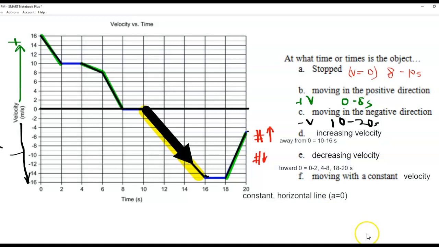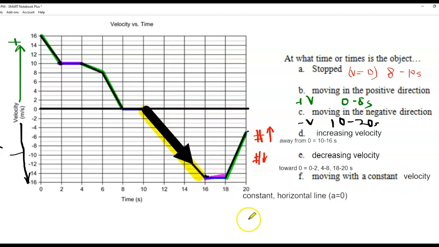And then finally moving with a constant velocity, that's just your horizontal lines, that's where your acceleration is equal to 0, so we can highlight that. In pink here, that pink section and that pink section. Oh, well, not that one. Let me refuse. That's stopped. So let me go back. That is stopped there. So your velocity is 0. So that's technically not moving.